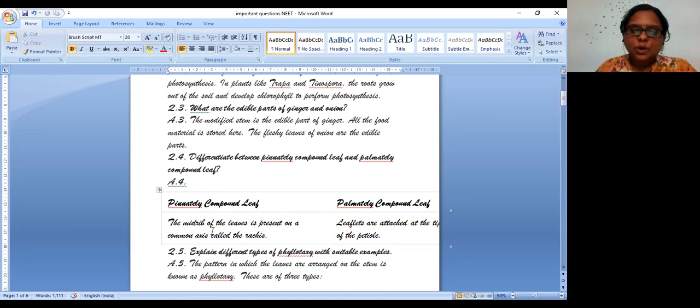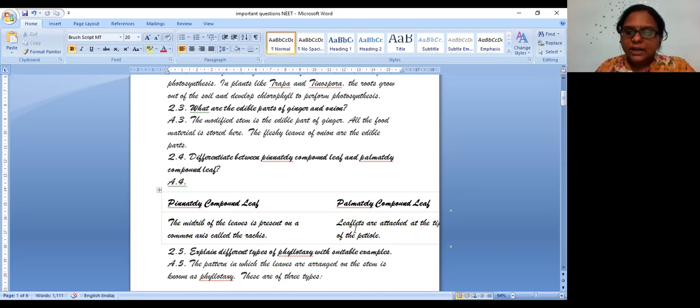So pinnately is what? The midrib of the leaf is present on a common axis called the rachis. Students, this rachis is important. The leaflet, the center vein is there, right? The center vein, that's called the rachis. And the midrib of the leaf is present on a common axis.